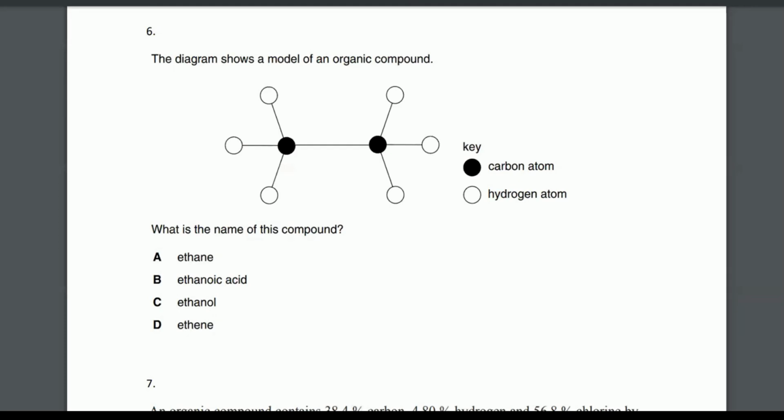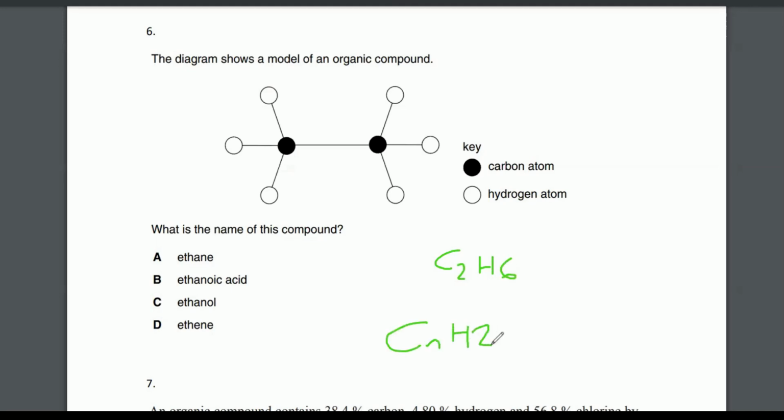Okay, here we go. Question 6, guys. The diagram shows a model of an organic compound. You can see here the black circle is carbon, the white circle is hydrogen. We've got a key here. What's the name of this compound? It's got 2 carbons and 6 hydrogens. So we've got possible answers: ethane, ethanoic acid, ethanol, and ethene.